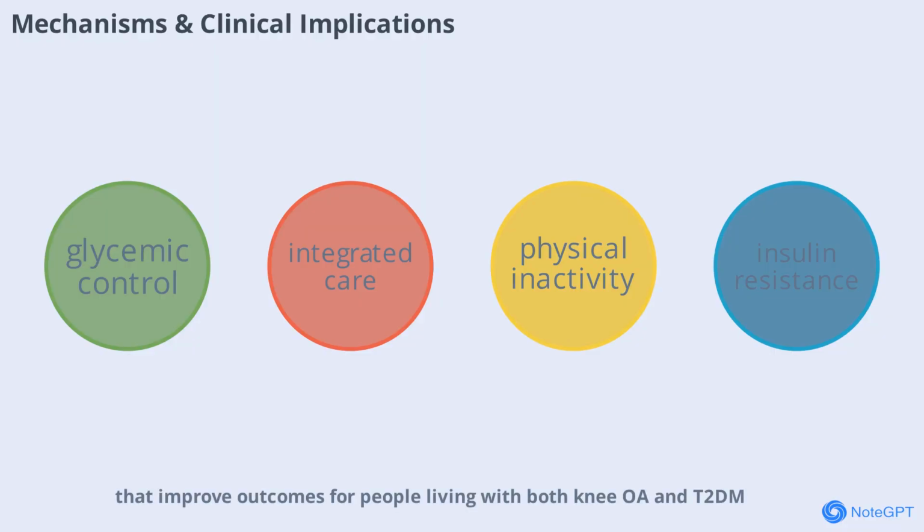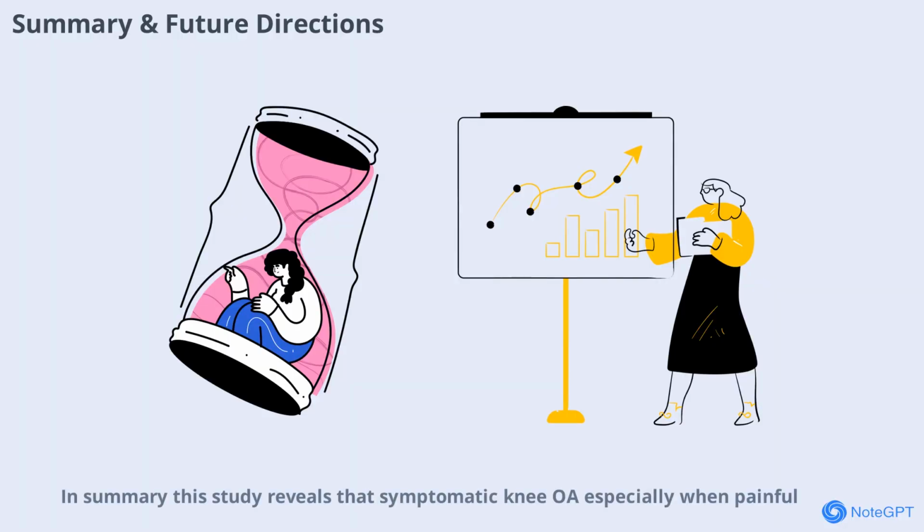Summary: the study reveals that symptomatic knee OA, especially when painful, is linked to poorer glycemic control in people with type 2 diabetes. This relationship highlights the importance of recognizing OA as a barrier to diabetes management and suggests that improving arthritis care could help more patients reach their blood sugar targets.